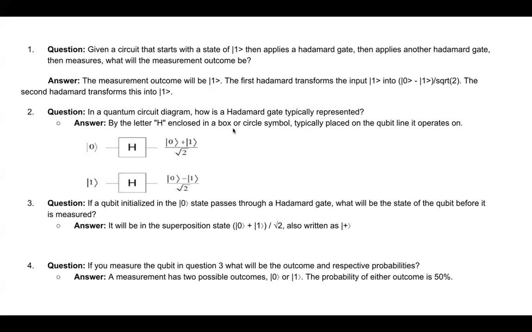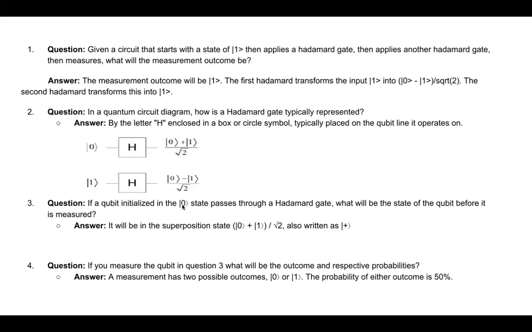In a quantum circuit diagram, how is a Hadamard gate represented? It is represented as an H, whether you put it in a square box or a circle. This is how it is represented. You can see that when it's applied to 0, it's in a positive phase. If it's applied to 1, it puts it in a negative phase, which we saw in the Bloch sphere. It's pointing to the North Pole or the South Pole.